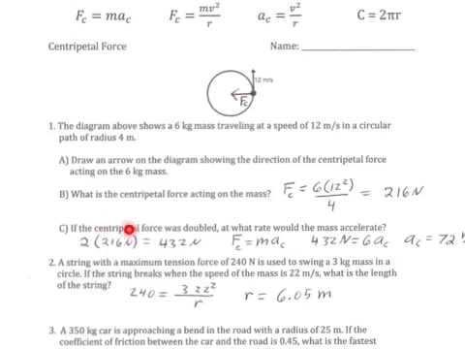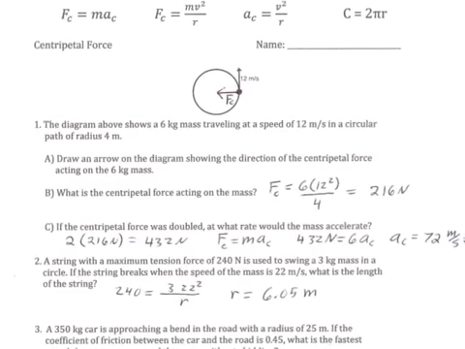Now, if the centripetal force was doubled, at what rate would the mass accelerate? This would probably be a good equation to use right here. Look, it's just F equals ma. It's just now it's F centripetal equals m a centripetal. So I found that the centripetal force was 216. I doubled it. That gave me 432. I then put it into this equation here. 432 equals 6 times a_c, and a_c is going to equal 72 meters per second squared. There we go.